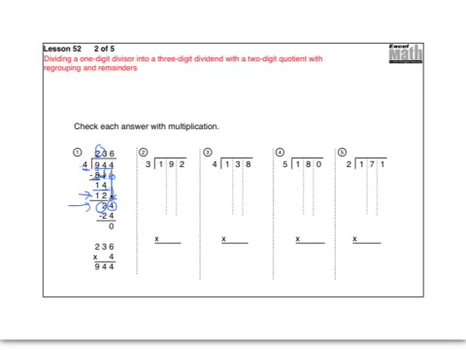And 24 divided by 4 is 6. 6 times 4 is 24. Subtract and get 0. So I have remainder 0, but I don't write that there because there's nothing there. And then how do I check this? I take the answer, 236, that's the quotient, multiply it by the divisor.